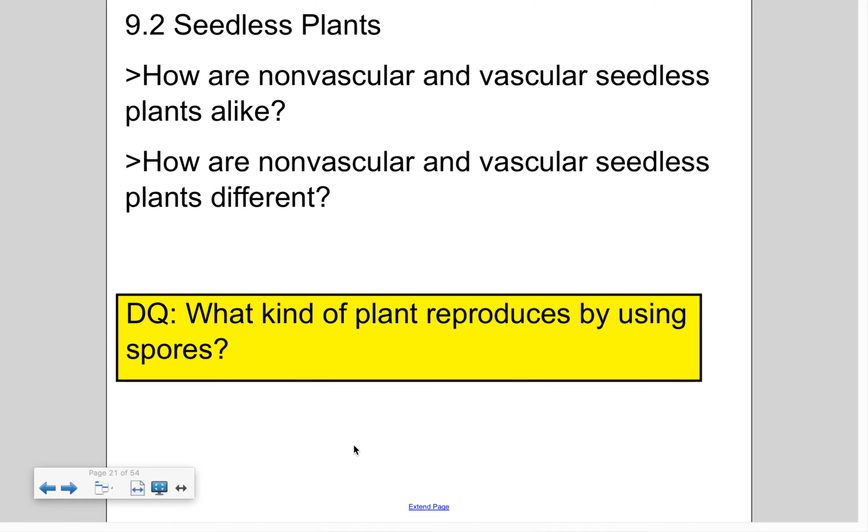So today's topic is going to be about seedless plants. In section 1, we ended with there are two types of plants, seed plants and seedless plants. And so we're going to talk about seedless plants first. How are non-vascular and vascular seedless plants alike, and how are they different?